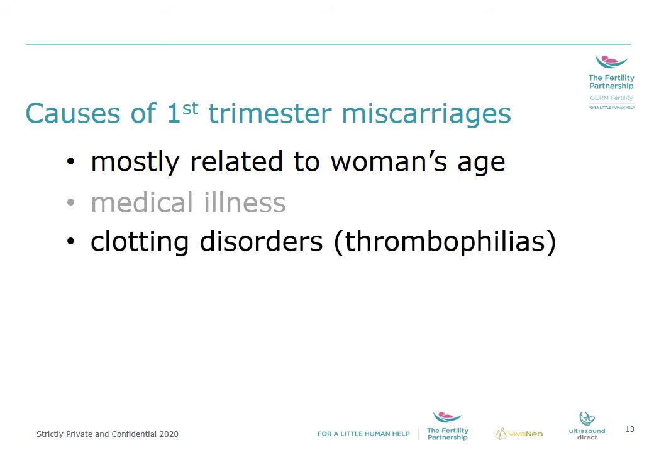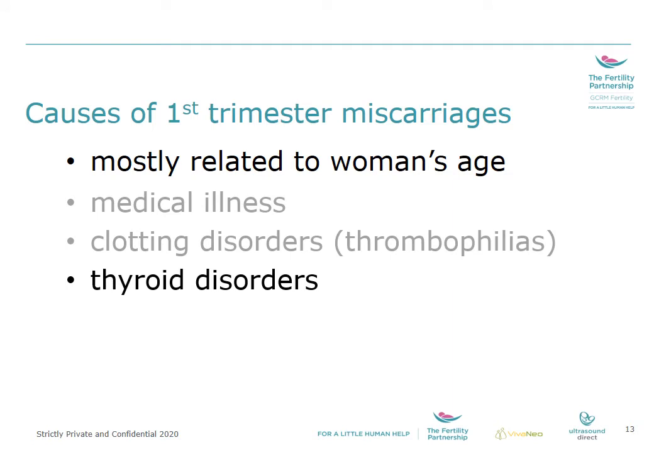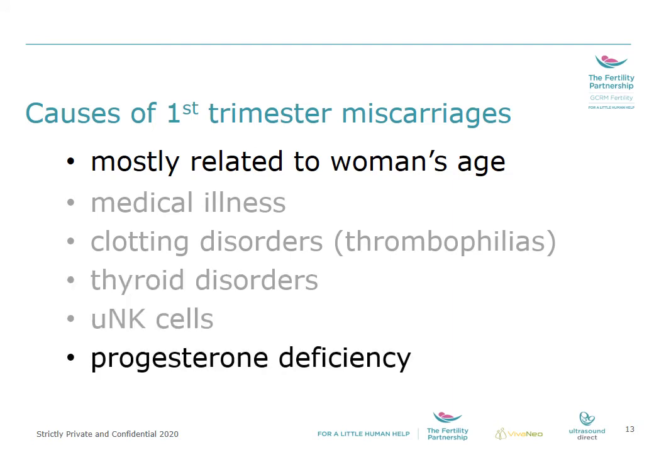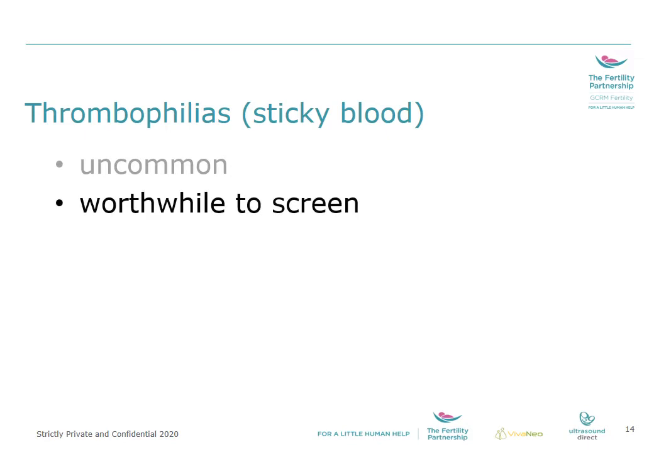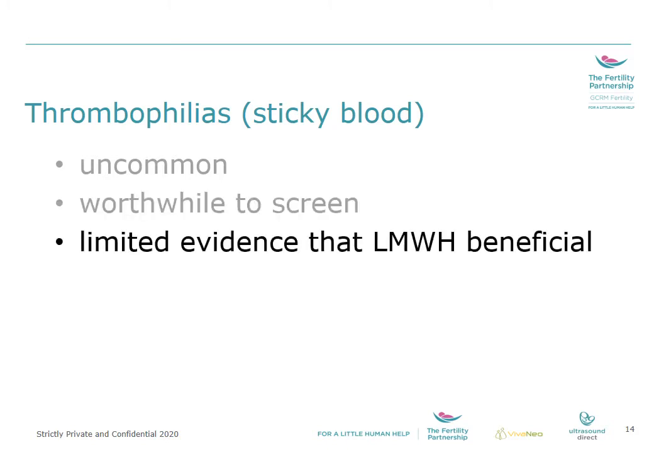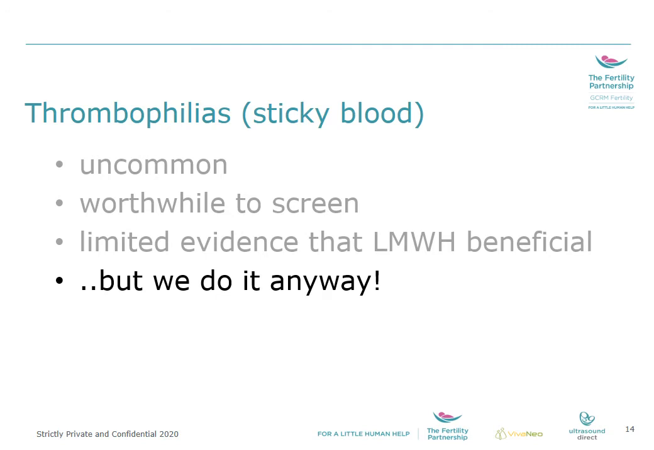I'll talk about clotting disorders in greater detail shortly, likewise thyroid disorders and the natural killer cell story. And finally, I'll give a brief overview of the progesterone deficiency story. So first of all, thrombophilias, also known as sticky blood syndrome. Well, these are uncommon, but if you have a history of recurrent miscarriage, then it's certainly worthwhile to screen for these. Unfortunately, there's limited evidence that heparin injections, so low molecular weight heparin injections, improve outcomes. But in fact, we do it anyway.